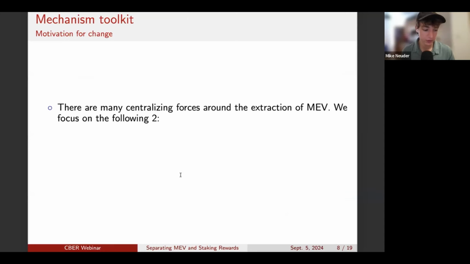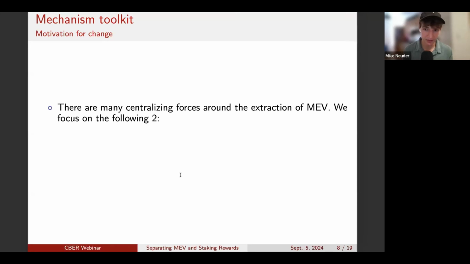Cool. So to jump right into that, what's the motivation to change? There's many centralizing forces around the extraction of MEV, but we're going to focus on two. And again, centralization is a constant battle that the Ethereum ecosystem is fighting against to try and keep this credible neutrality, keep the permissionlessness of the asset. We'll talk about that at the end when we zoom back out to broader Ethereum design goals. But for now, you'll have to take it on faith that part of the Ethereum design space is trying to be decentralized.